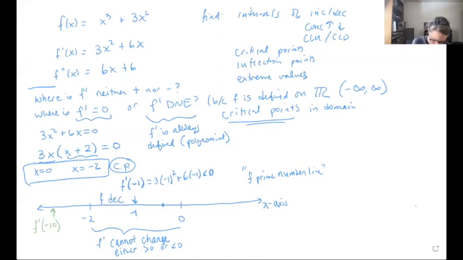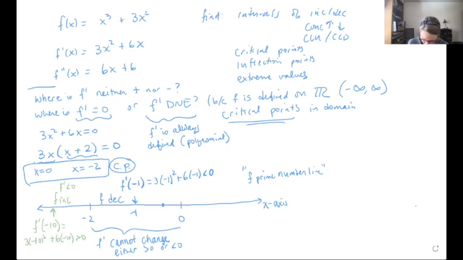Yeah, so for -10, I can see that 3 times -10 squared is going to be a really big positive number, like 300. And then 6 times -10 is smaller. So this whole thing should be a positive number. So f prime is greater than 0. That tells us that f has to be an increasing function.